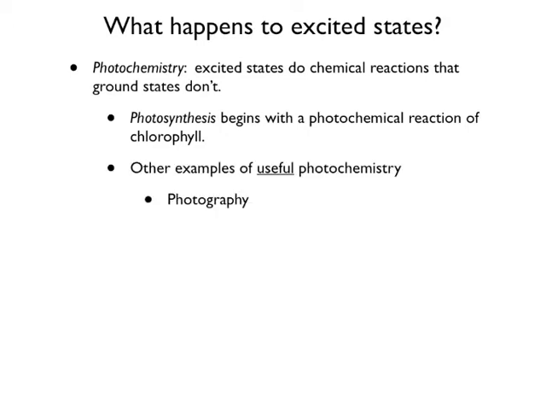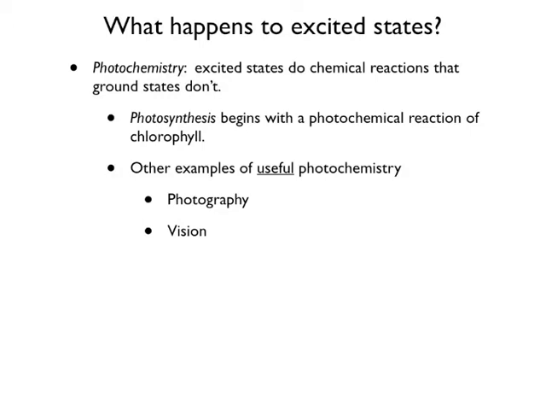Can you think of other important examples of photochemistry? Film photography is an example. The compounds in the film do photochemistry, and that's what initiates the process of recording the photograph. Any other examples? How are you looking at me right now? Vision is an example of photochemistry. There's a compound called retinal in your retina, which does a photochemical reaction when light hits it, and that's what initiates the process of vision.